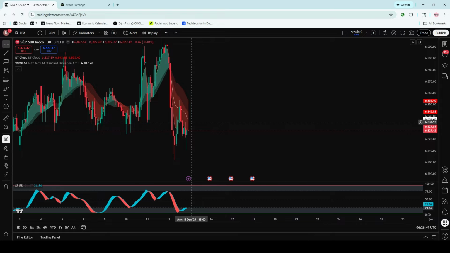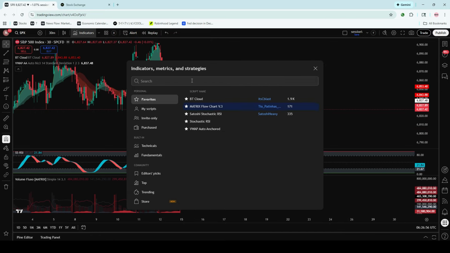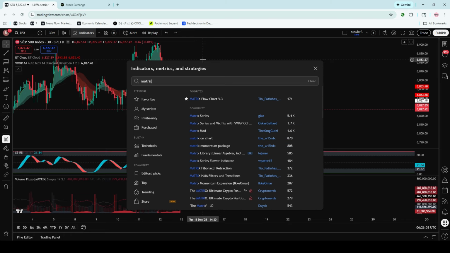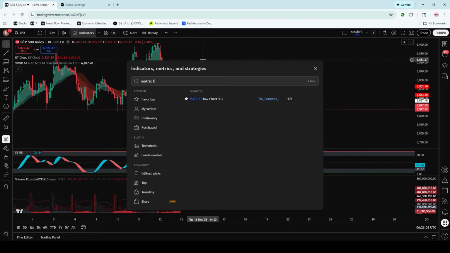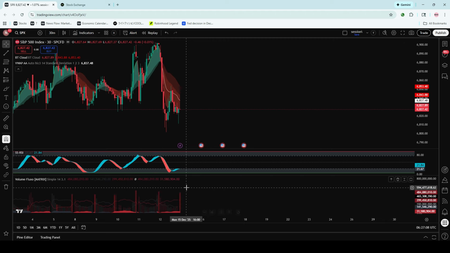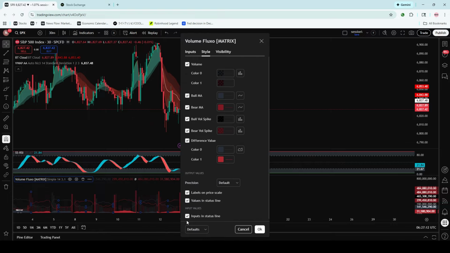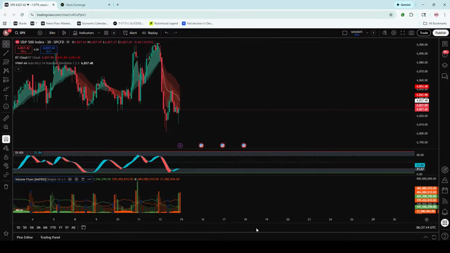The last indicator that I want to go over with you guys, pretty simple one, is just going to be the matrix flow chart. You go here, search matrix flow chart. It just kind of helps you with the flow. It's going to be the V31 by Tio Patinas. All right, we're going to go here. Hold on, I'm just resetting the settings to defaults. Okay, there we go.